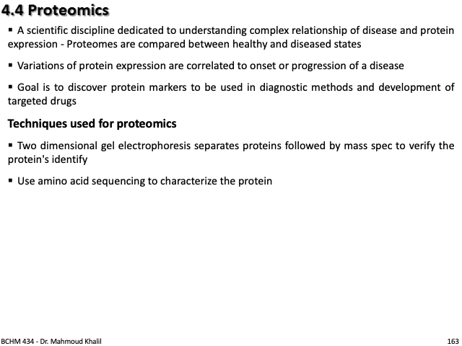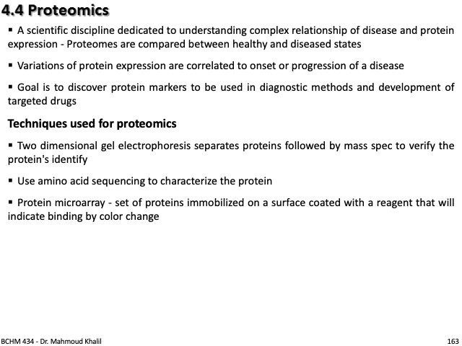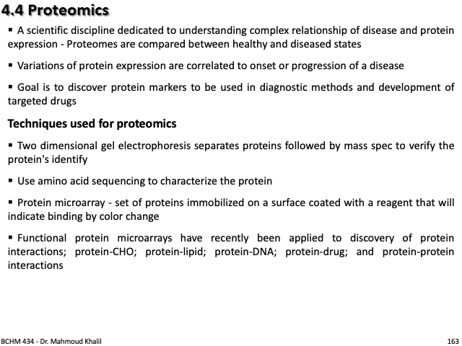followed by mass spec to verify the protein identity. They can use amino acid sequence to characterize the protein. Protein microarrays can be used as well, with a protein immobilized on a surface coated with a reagent that will indicate binding by color change. Functional protein microarrays have been recently applied to the discovery of protein interactions: protein-carbohydrate, protein-lipid, protein-DNA, protein-drug, and protein-protein interaction.